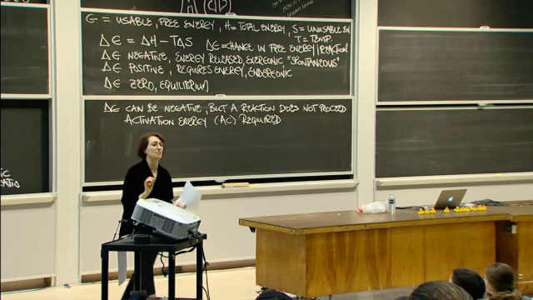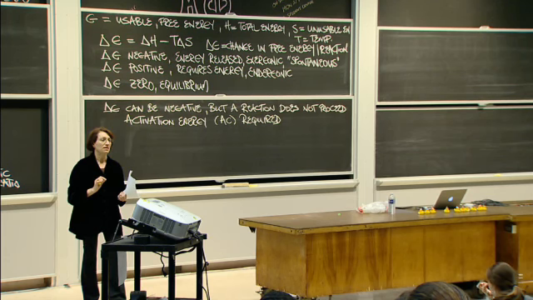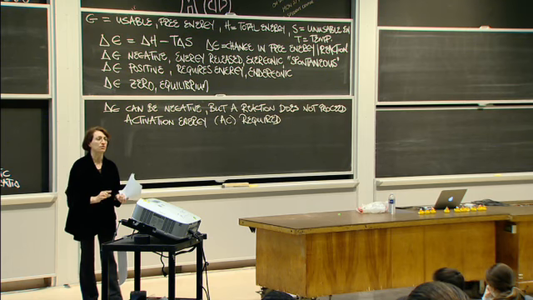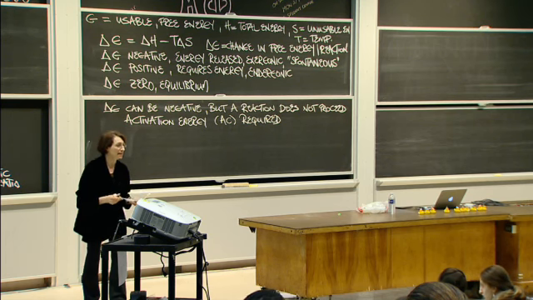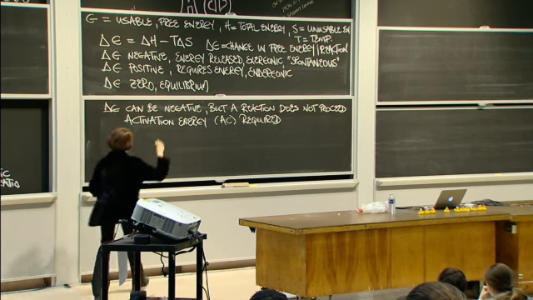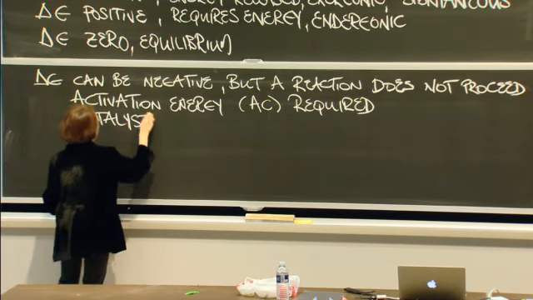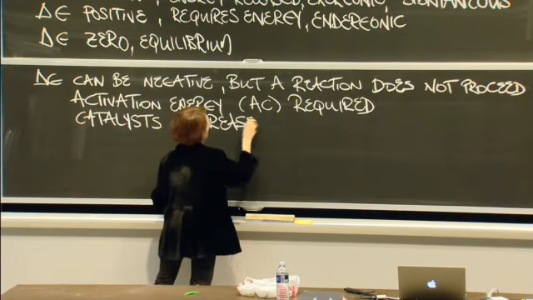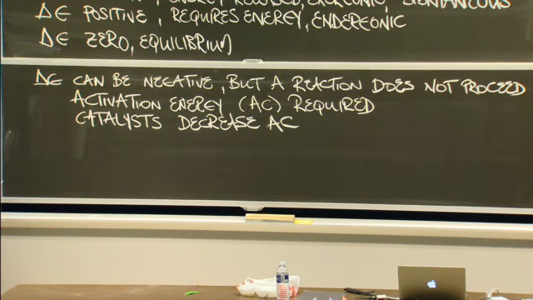So you have to do something to start the reaction. You have to give energy. Where does that energy come from? Well, it comes from somewhere, and you can decrease that activation energy and really get a reaction to proceed quickly by the use of chemicals called catalysts. So catalysts decrease activation energy and allow a reaction to proceed.